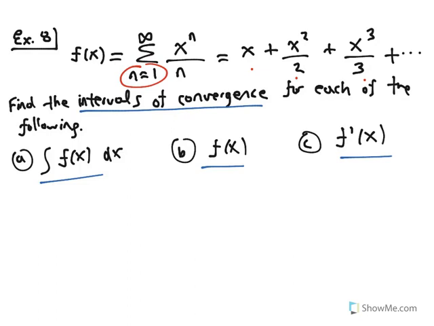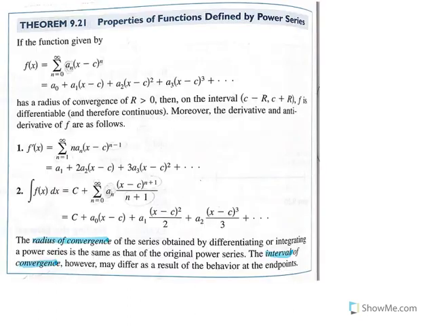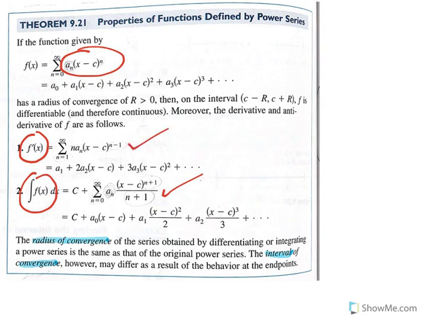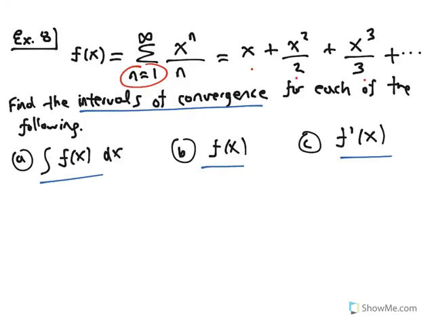So using the theorem that we just learned about, we can easily find the power series for the derivative and the integral by looking at the given power series and integrating the nth term with respect to x, or differentiating the nth term with respect to x. So the power series for f of x is given, so I'll just write that here underneath b.